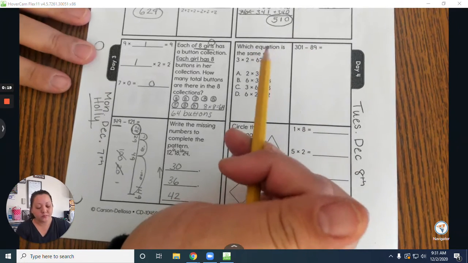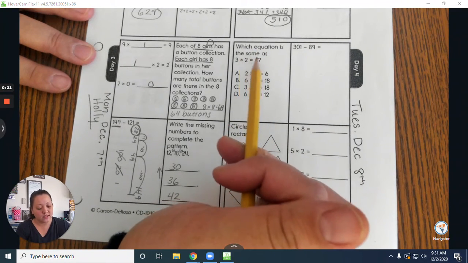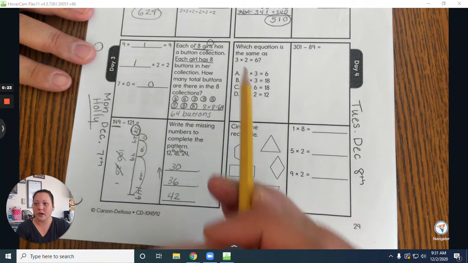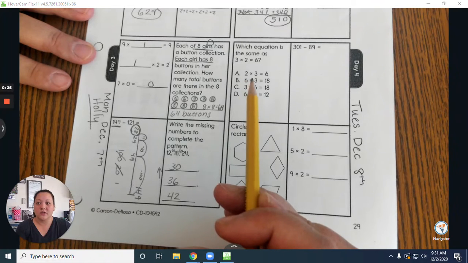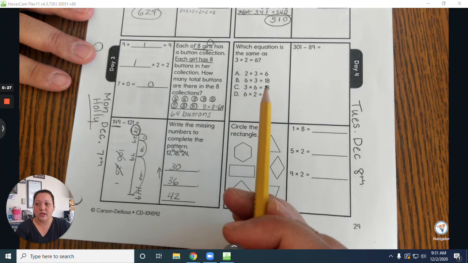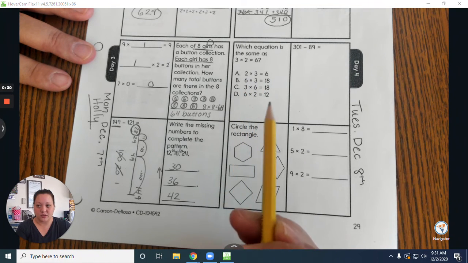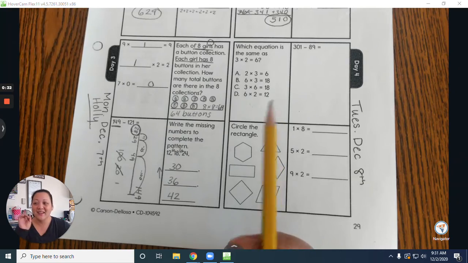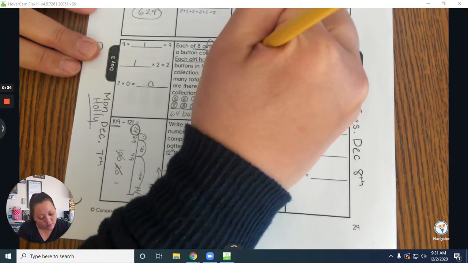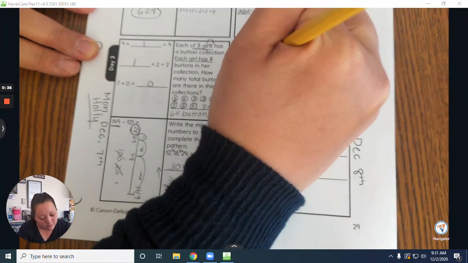Okay, let's get started. Which equation is the same as 3 times 2? Well, I see 2 times 3 equals 6, 6 times 3 equals 8. These are all my different options, okay? This one, hopefully you were like, commutative property.